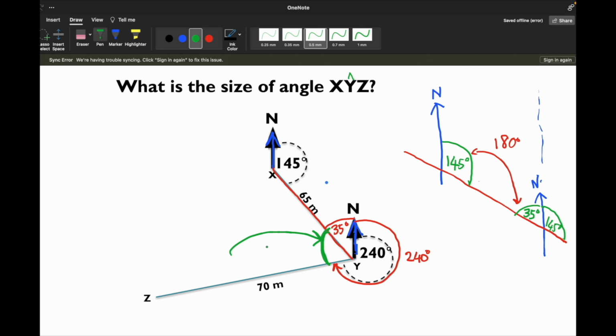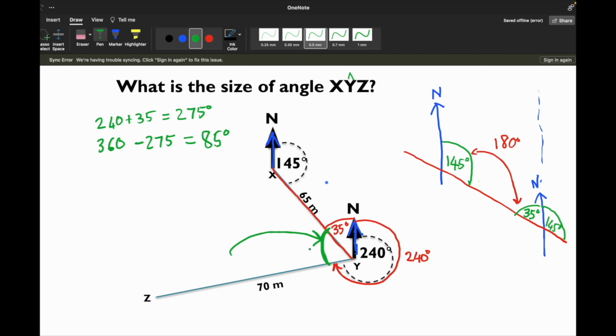Now, how did you get 275? 35 plus 240. Good. So 240 plus 35 gives me 275 degrees. Now to figure out what this green piece is, I know that this full thing here is a circle. So that's going to be 360 subtract 275, which gives me 85 degrees. So the angle inside here is 85 degrees. Does that kind of make sense what we're talking about here?